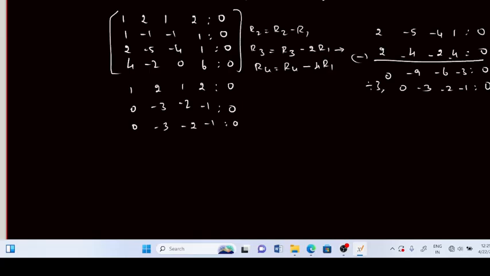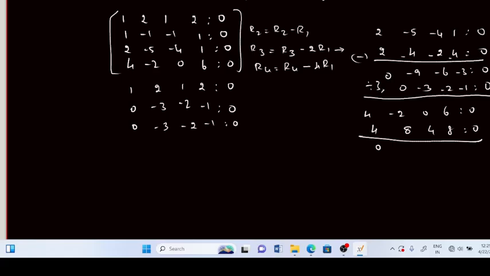Now similarly R4 is 4, -2, 0, 6. R1 multiplied by 4 gives 4, 8, 4, 8, 0. Subtracting this, we get 0, -10, -4, -2. We can divide this, so we write 0, 5, 2, 1, 0.